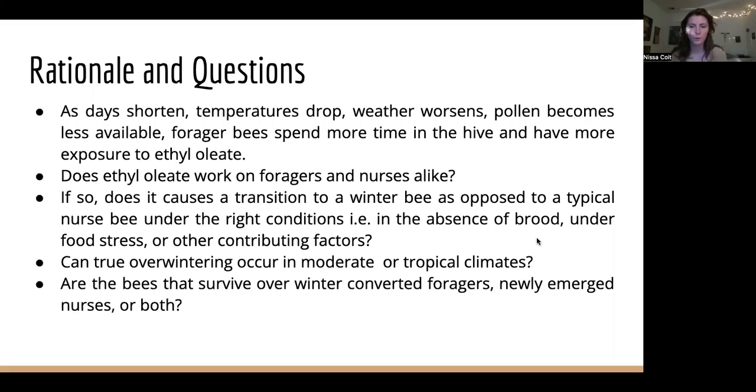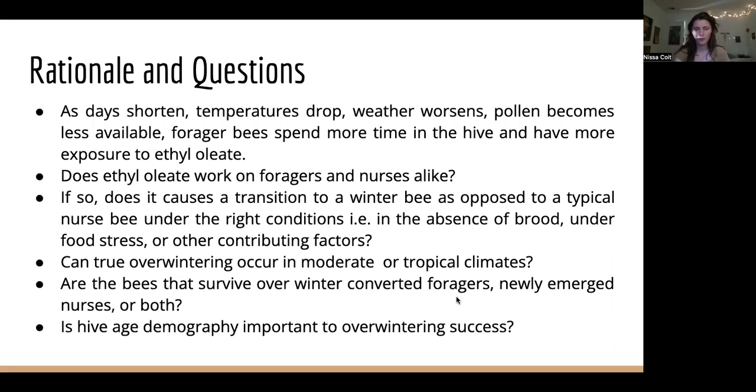So that's what we're trying to get at eventually. That's not really covered in this particular experiment, but it's laying the groundwork for it. We also want to know, if you're not properly recreating the demographics of the overwintering bee population, if that's going to impact overwintering success.